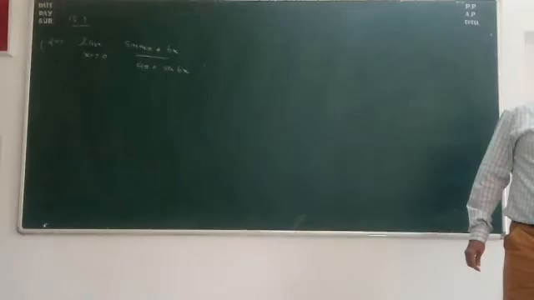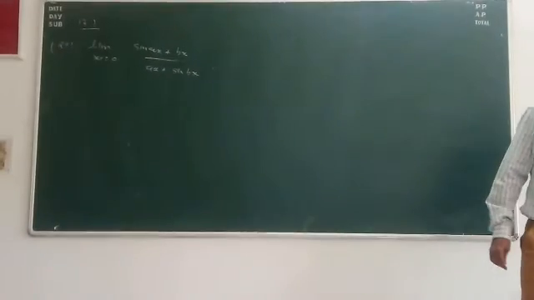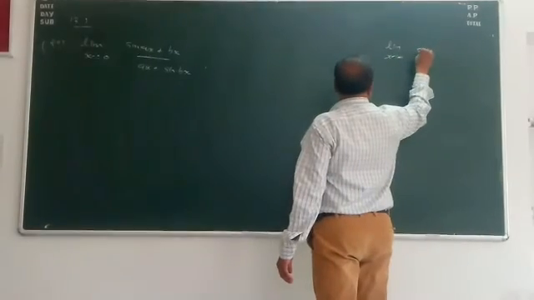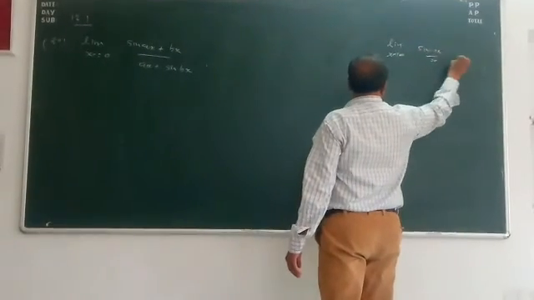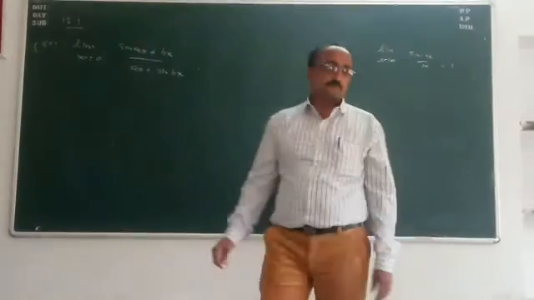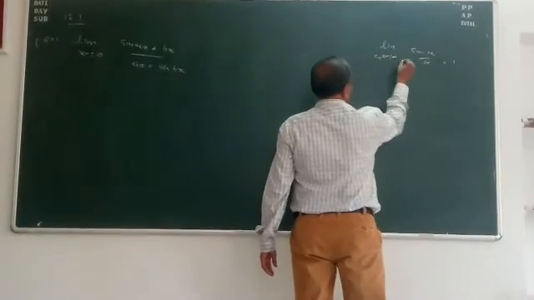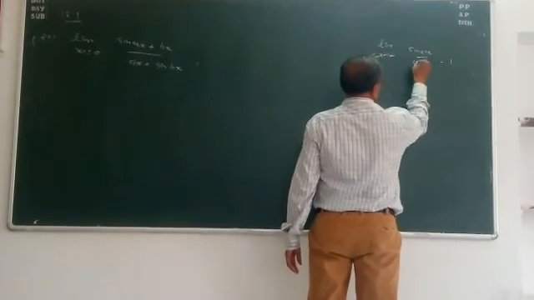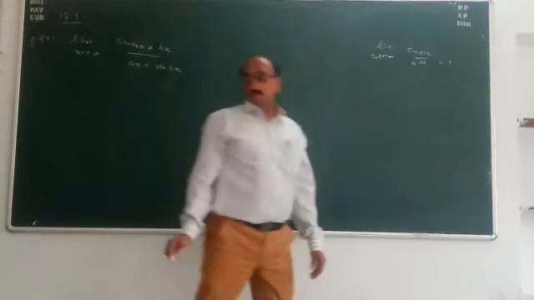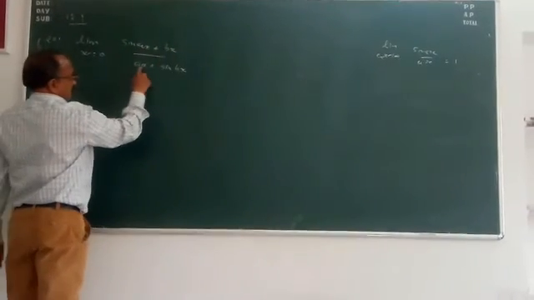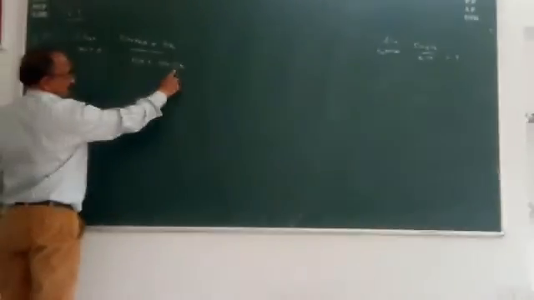a plus b not equal to 0. We know that what formula? Limit x tends to 0 sin x upon x is equal to 1. You know, so limit x tends to 0 sin ax upon x also becomes 1. Here we have terms sin ax plus bx upon ax plus sin bx.